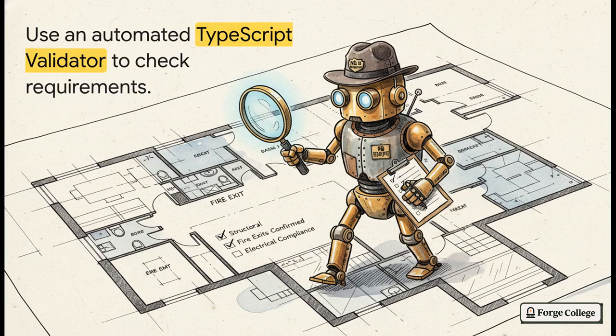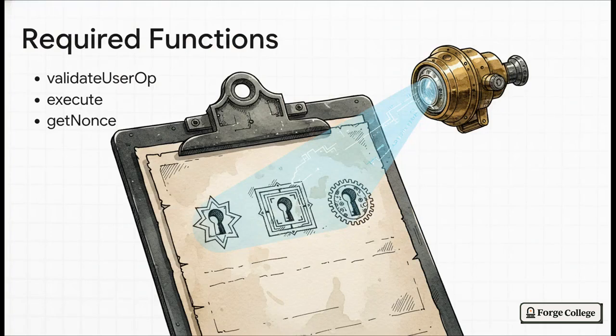It is exactly like a municipal building inspector walking through a house's blueprint, meticulously ticking off boxes for smoke detectors and fire exits before anybody is ever allowed to move in. And what exactly is our inspector looking for? Well, this checklist highlights the mandatory ABI functions. The validator needs to see validateUserOp, execute, and getNonce.